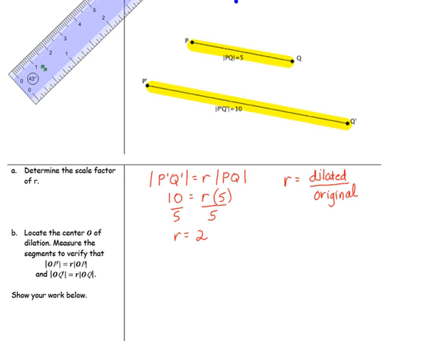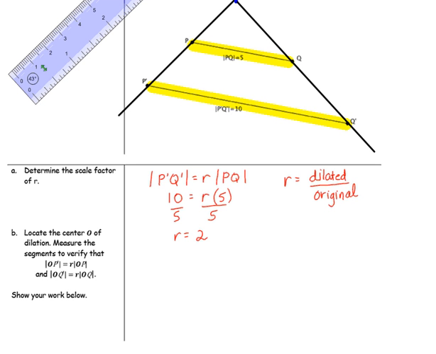Part B. Locate the center O of the dilation. Measure the segments to verify that OP prime is equal to the length of OP times the scale factor R. So let's draw our rays from the center O through the point and the dilated point. There we go. And then we'll draw a ray through O and Q and its dilated point, Q prime.